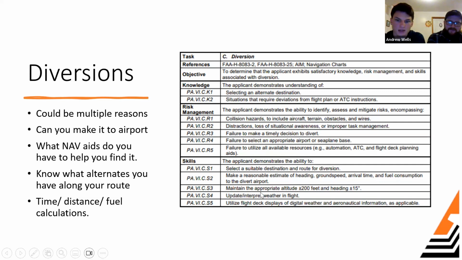Right. And same thing with this, just like with tuning GPS or anything, plus or minus 200 feet and heading plus or minus 15. You can't have the plane all over the place, right? You've got to have it under control.